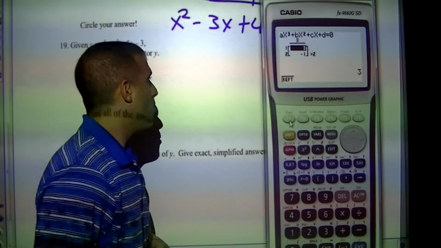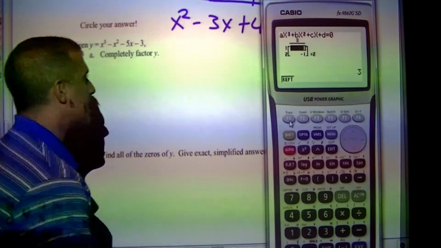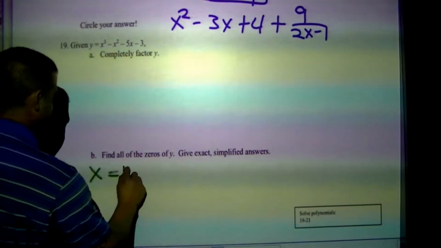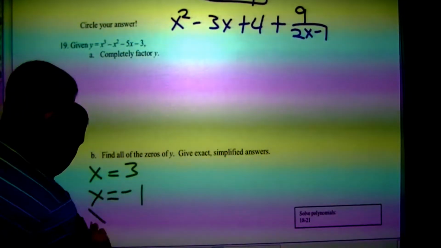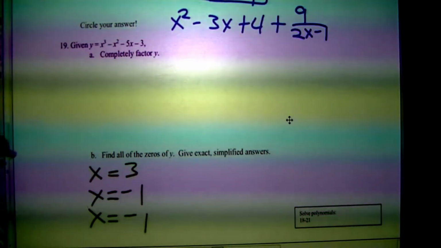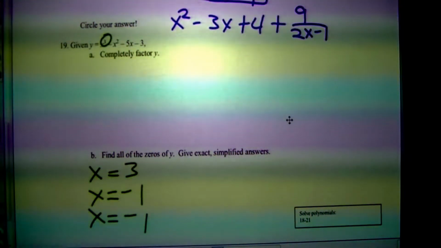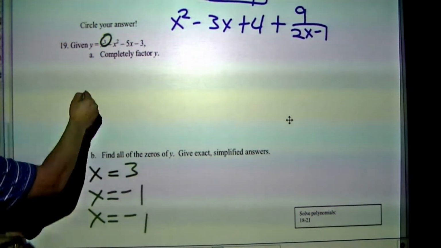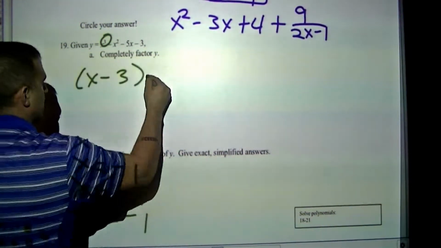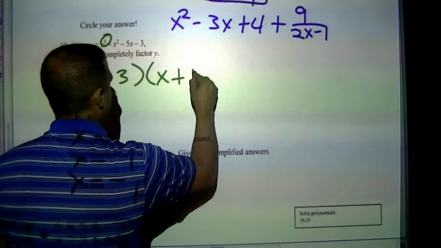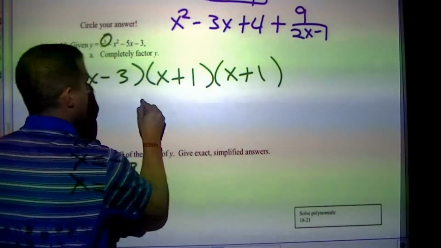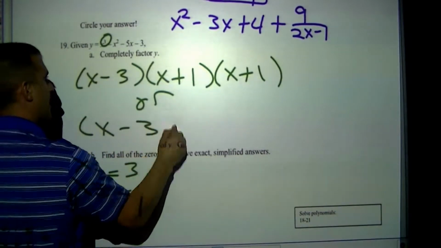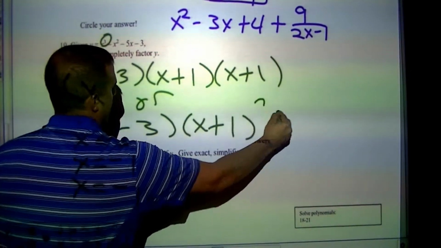Okay? Now, what that means for me is I got x equals 3 and x equals negative 1 is repeated twice. Now, since it's degree 3, max number of real zeros, so I'm finished. The factors of this are pretty simple. X minus 3, x plus 1, x plus 1. You could have also written it as x minus 3, x plus 1 squared, because it's a double root.